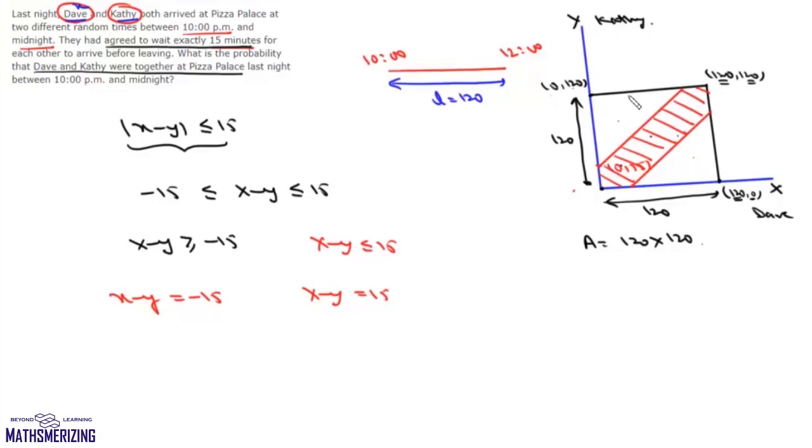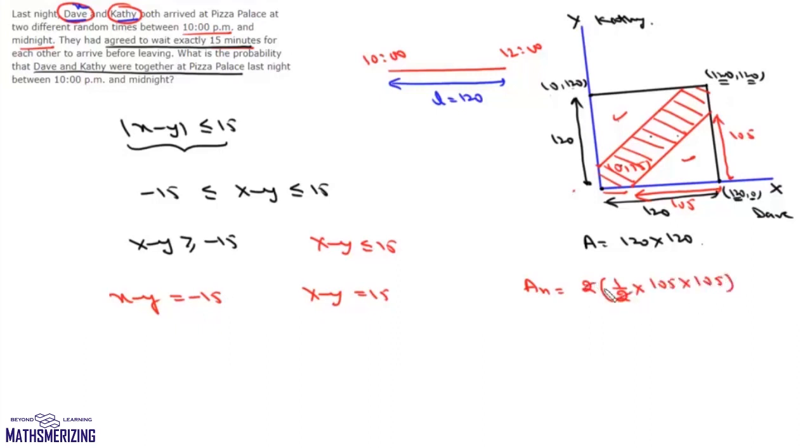Now first we need to find area of this red portion. Now from symmetry we can say that these two areas are equal. Now what is the length of side of this triangle? Now this length will be 120 minus 15. So it will be simply 105. And from symmetry we can say this length is also 105. So area of non-shaded portion will be 2 times 1 by 2 into 105 into 105.